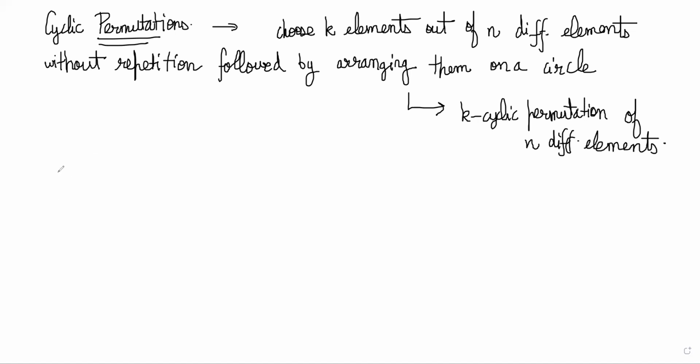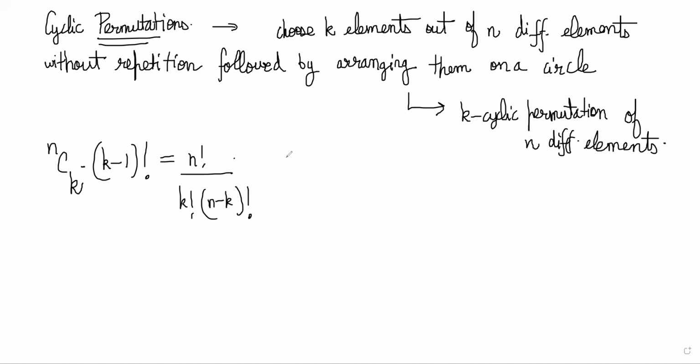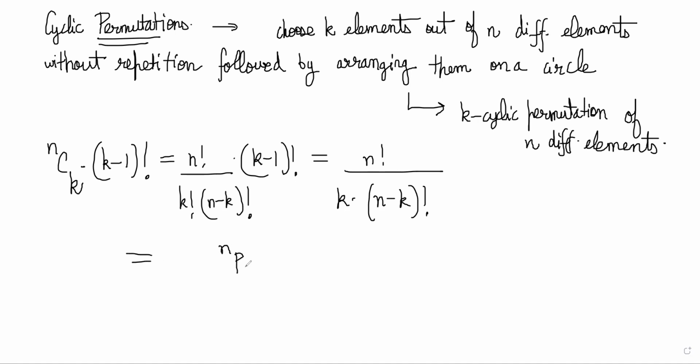So the number of ways to do this is to first select nCk. This selects k out of the n, and then arranging any k elements on a circle would be (k minus 1) factorial. So this is nCk into (k minus 1) factorial, which can be written as n factorial by k factorial (n minus k) factorial, multiplied by (k minus 1) factorial, which becomes basically n factorial by k into (n minus k) factorial, which can be written as nPk by k, 1 by k into nPk. That becomes your result for the cyclic permutations.